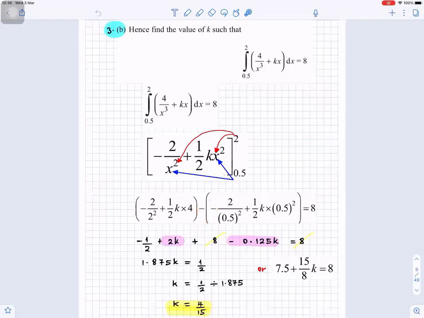And that will be 8 minus, this would become 0.125k equals to 8. 8 on the left side minus 8 on the right side. So 1.875k is equals to half, because 2k minus 0.125k, you get 1.875k equals to half. So k is half divided by 1.875. So that gives you k to be 4 over 5.